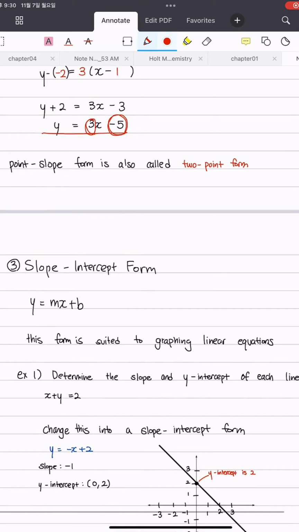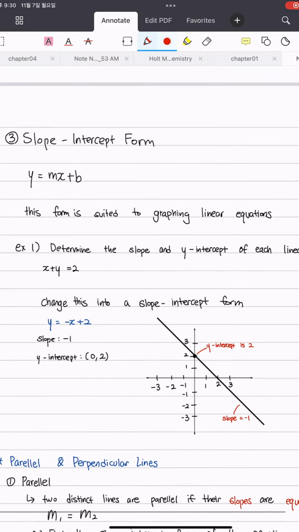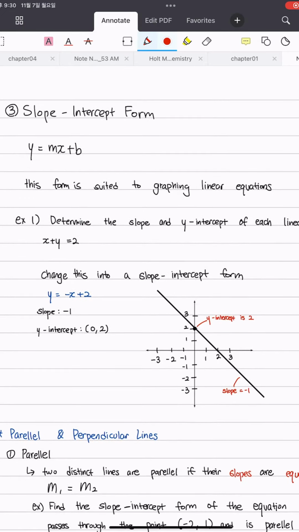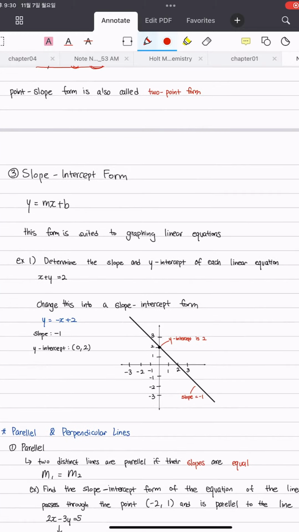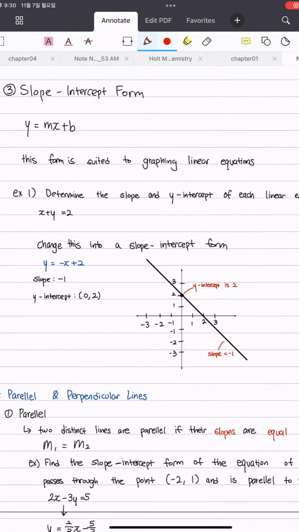The point slope form is also called a two-point form. Now let's move on to the slope-intercept form. The slope-intercept form is y equals mx plus b, and this form is suited for graphing linear equations.